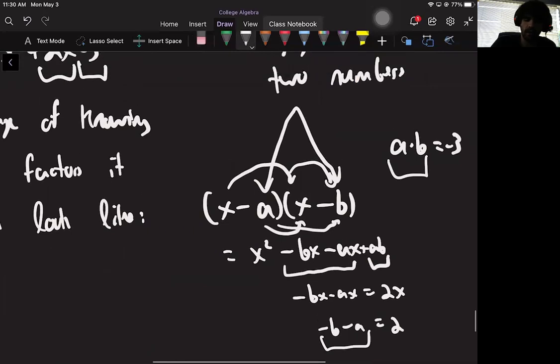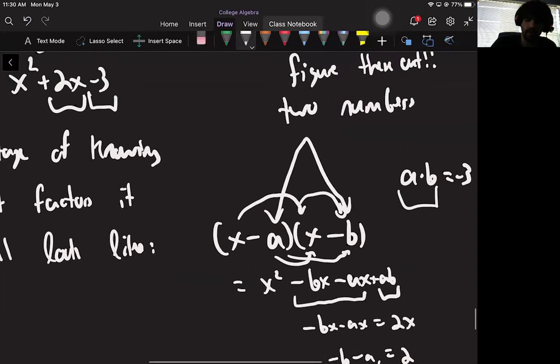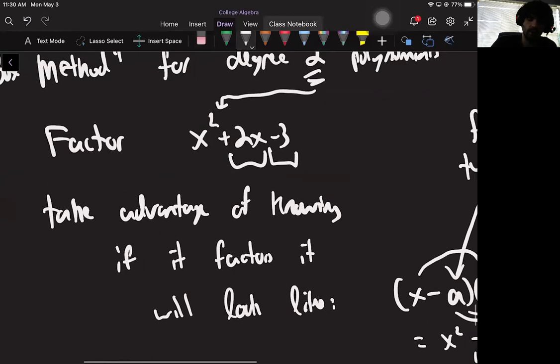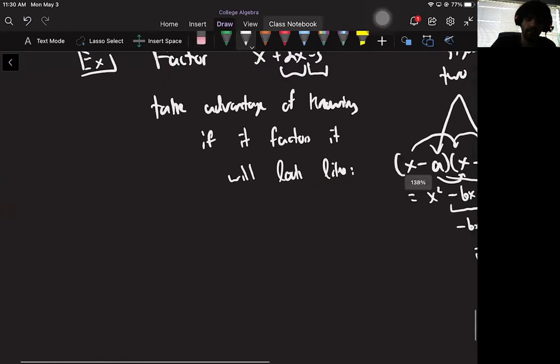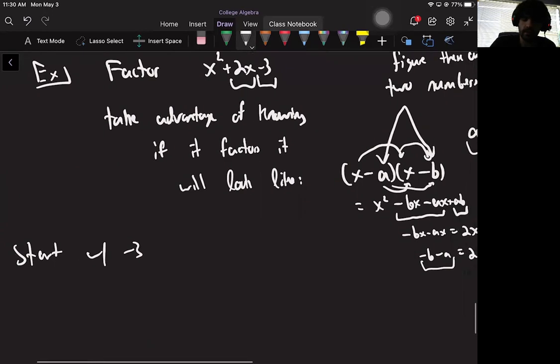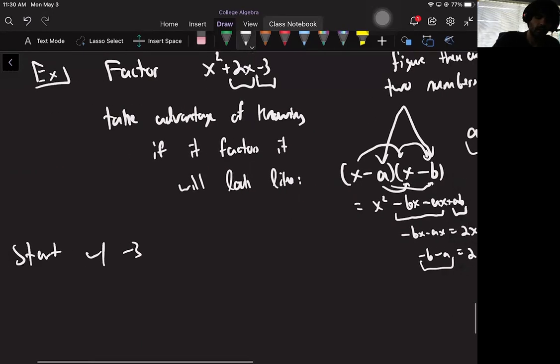Okay, it seems a bit complicated when we write it out like this, but we can make it a little bit easier. The easiest way to think about it is first think about negative 3. So start with negative 3 and figure out what multiplies to be negative 3. So what multiplies to be it?